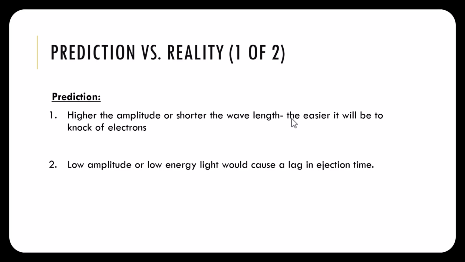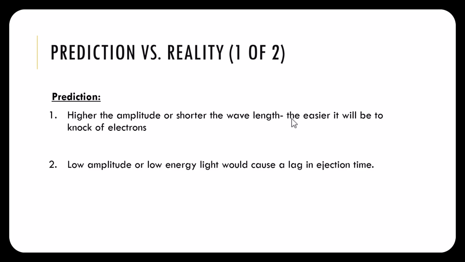If light were to behave the way that we predicted, what we would see is that hitting a piece of metal with a high amplitude light, so that would be like a really bright light, or a light that has a short wavelength, which means it would have high energy, high frequency. So really bright light or really energetic light, it would be pretty easy to knock those electrons off, right? Opposite would be like a dim light or a very low energy, like a radio wave. If we were to hit a piece of metal with that, none of the electrons would come off.